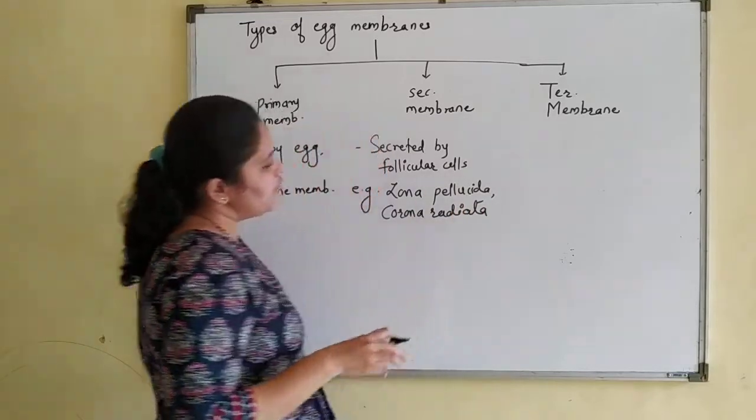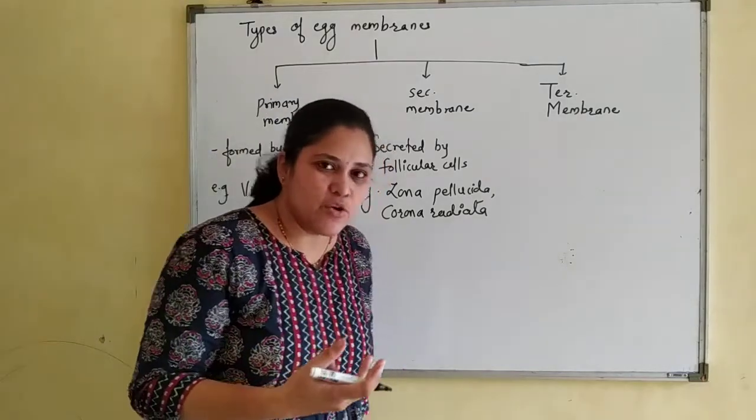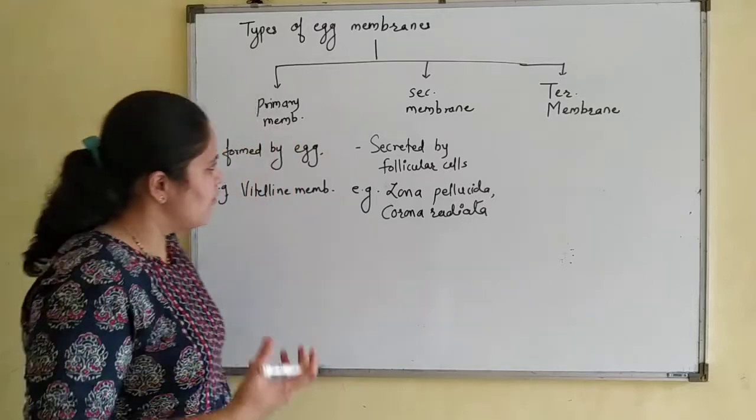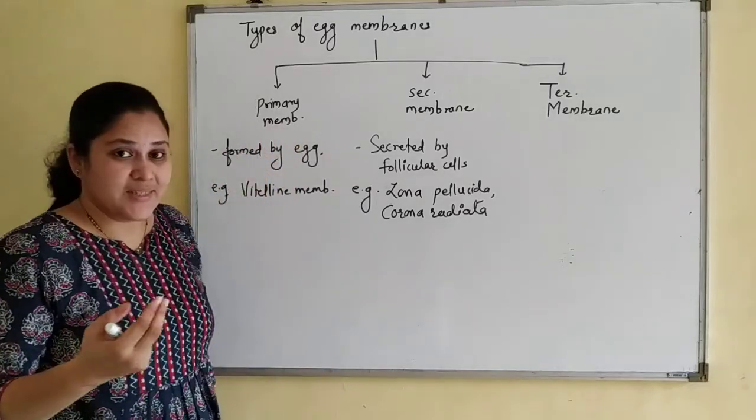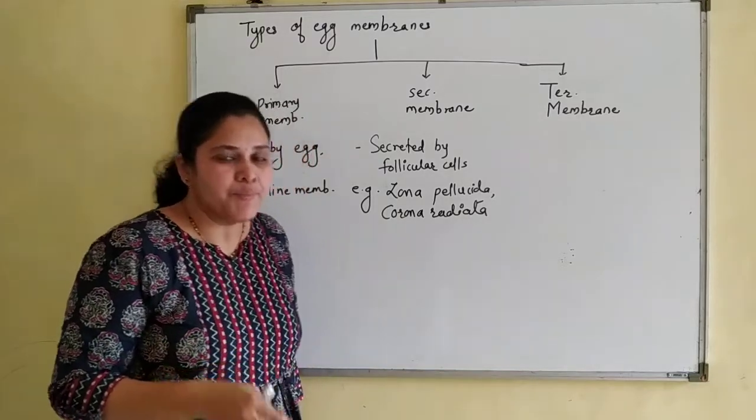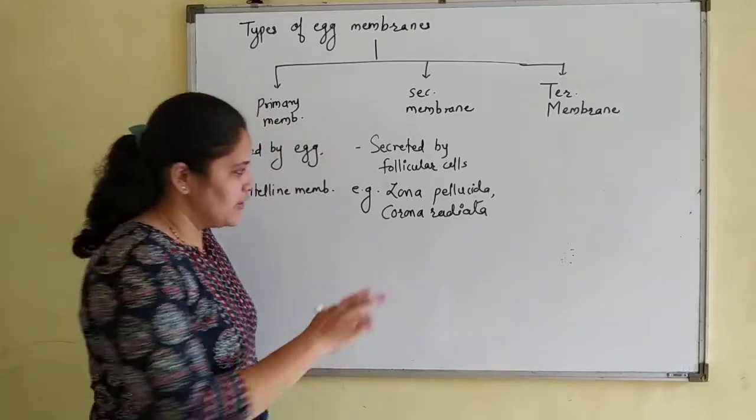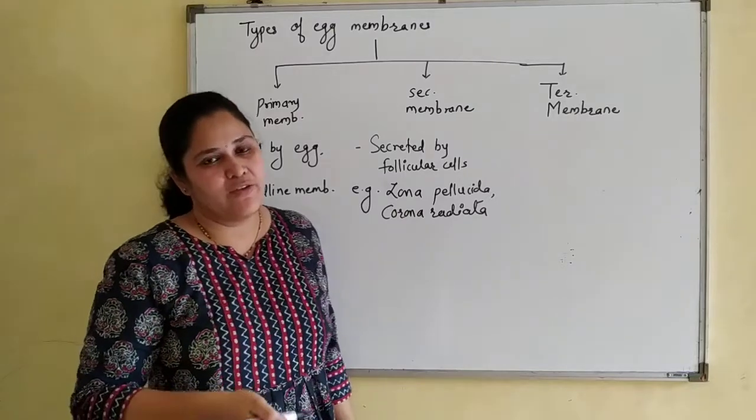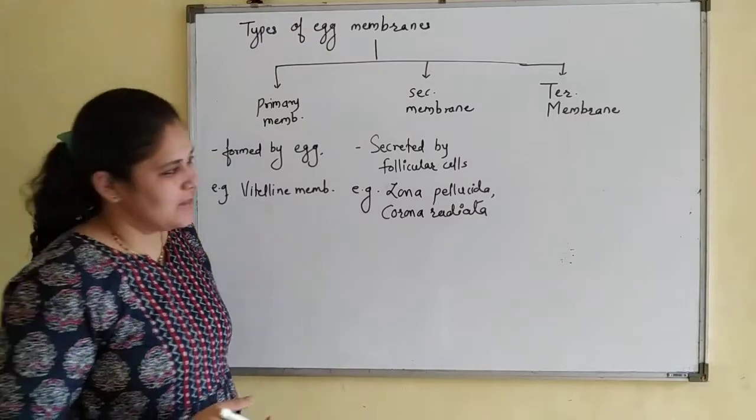Here we will not consider only the cell membrane; all coverings of the egg are commonly known as egg membranes. From that, the first is its own membrane. The second ones are secondary membranes, which are secreted or formed by follicular cells. Now you may ask about the corona radiata. It is formed by granulosa cells, and obviously these granulosa cells are nothing but differentiated follicular cells only.